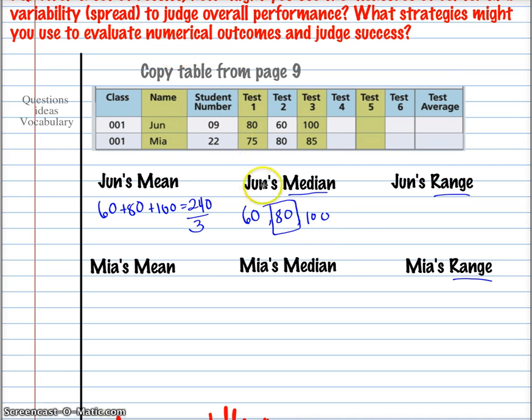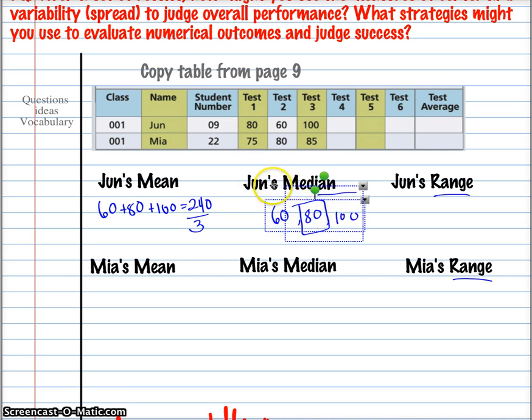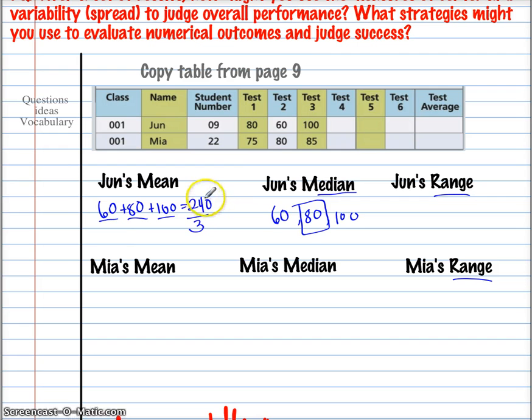Okay. So once I find my mean, my average, once I add up all the numbers, this is me adding all the numbers up together, all my test scores. I divide it by the number of items I added up. 1, 2, 3, I divide it by 3. If I added up 5 numbers, I'm going to divide it by 5. 240 divided by 3 is also 80. So my mean, or my average, is 80.